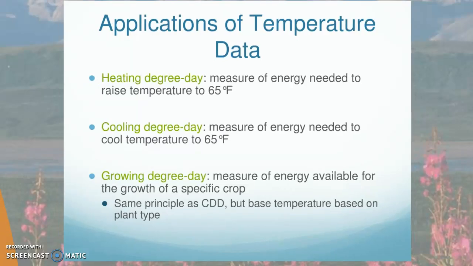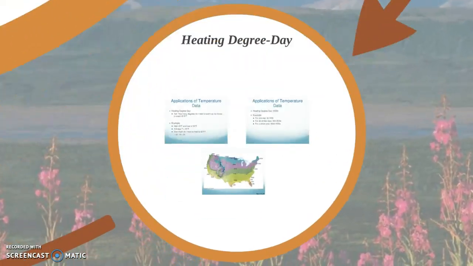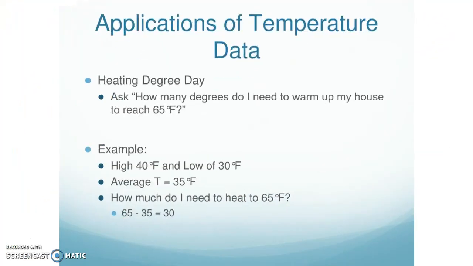So let's start off with heating degree day. How does a heating degree day work? Well, simply, how many degrees do I need to warm up my house to reach some certain temperature? Most often we use the temperature of 65 degrees Fahrenheit. So how do I do this? Well, let's take a simple day where the high temperature is 40 degrees and the low temperature is 30 degrees. Rather chilly day.